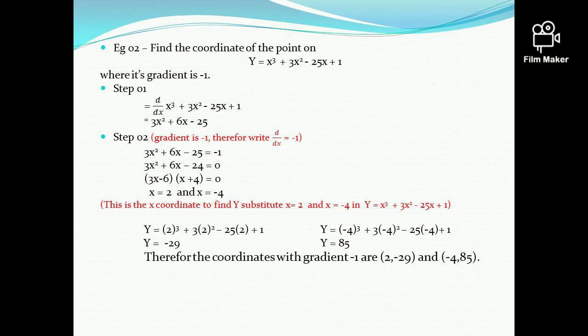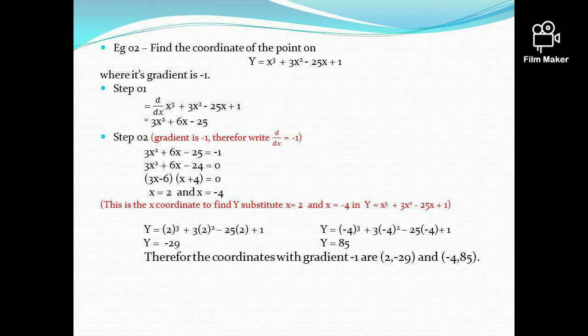Let's try to verify this principle from the second example. The question is, you need to find the coordinates of the point on y equals x cubed plus 3x squared minus 25x plus 1 with the point of gradient minus 1. If you differentiate this function, you will receive the answer 3x squared plus 6x minus 25. And it's given that the gradient is minus 1. Therefore, you can equate 3x squared plus 6x minus 25 to minus 1.